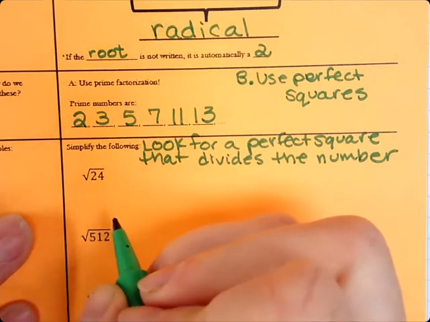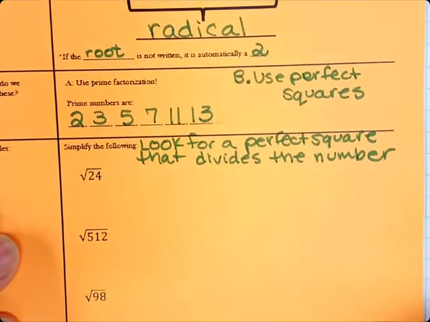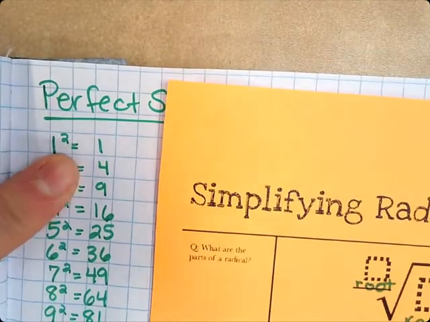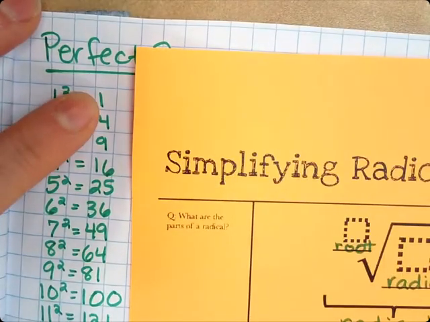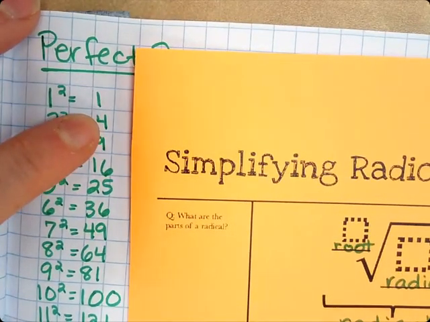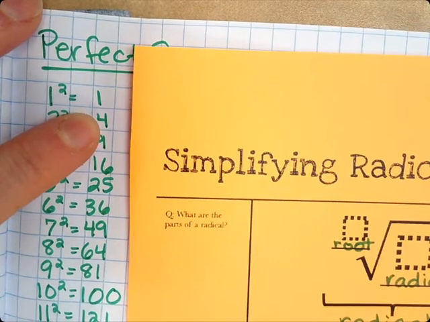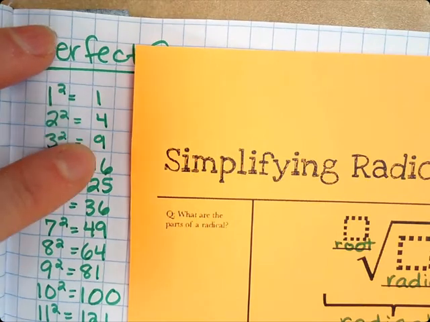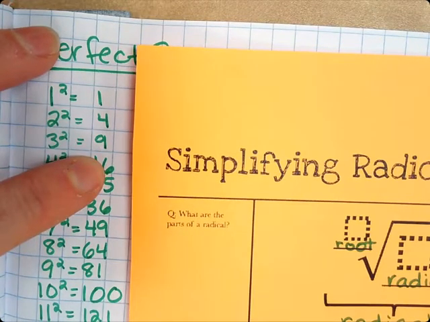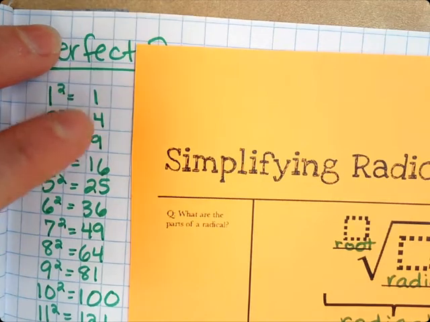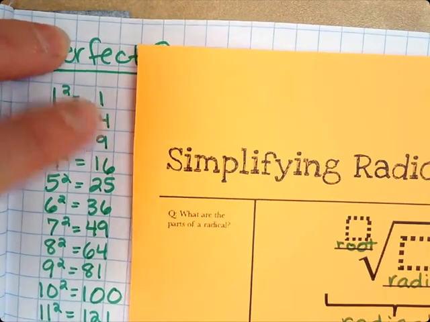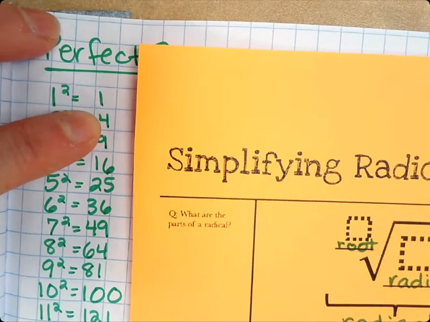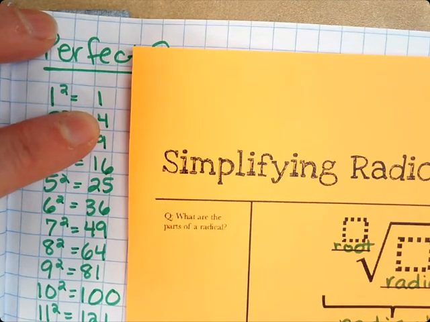All right, so 24. Let's think of all the numbers that divide 24 evenly. And let's see if any of these. So we'll go down the list. We're not going to start with 1. We'll start with 4. Does 4 divide it evenly? Yeah. Does 9? No. 16? No. So 16 is actually too big, right? So the only ones that could work would be 1, 4, and 9. 1 doesn't get us anywhere. So we don't worry about that. 4 is the only one on the list that divides it evenly. If there's more than 1, you pick the largest one.